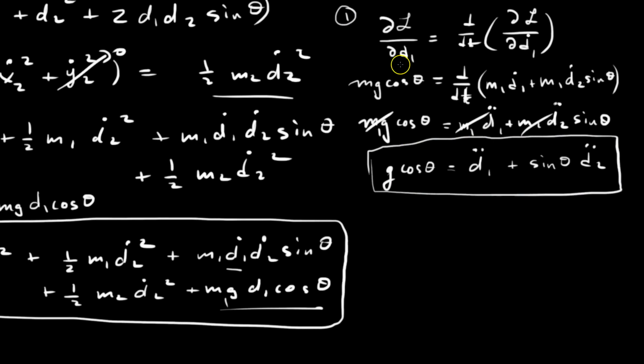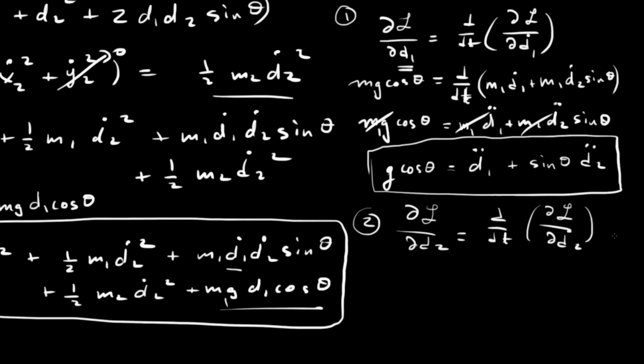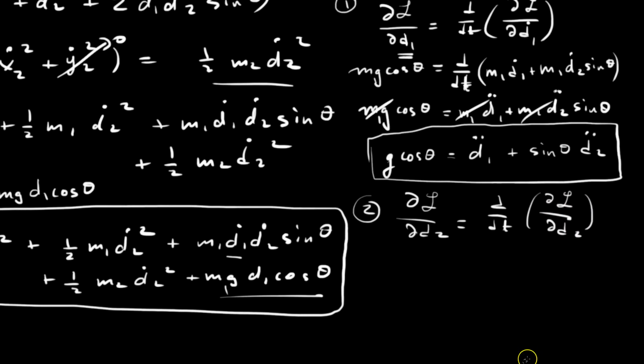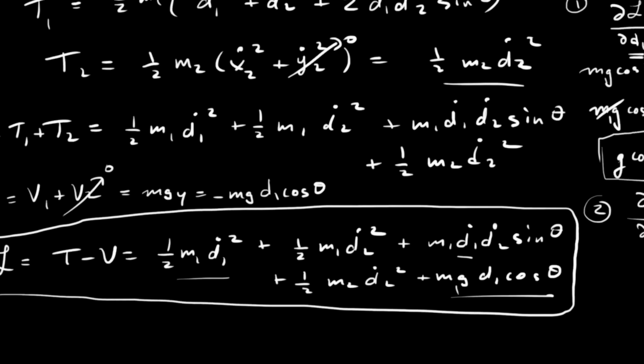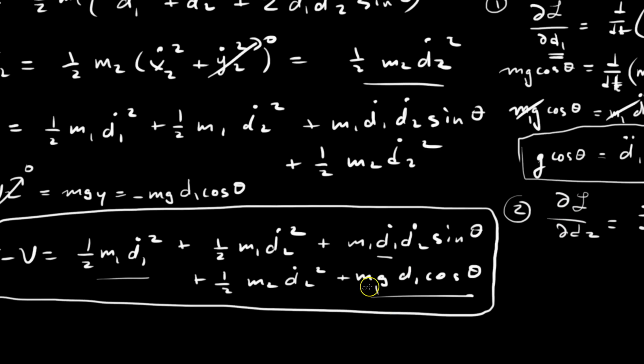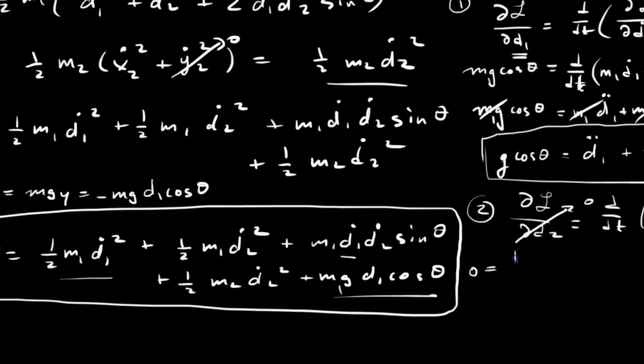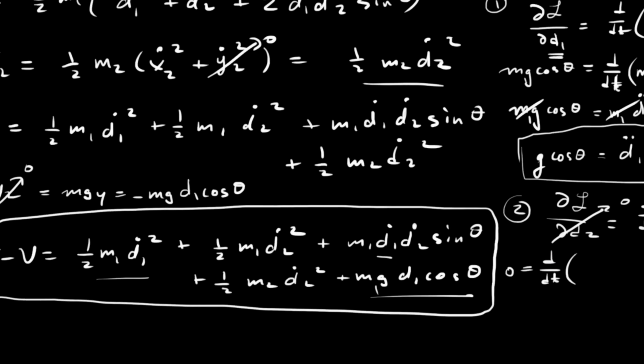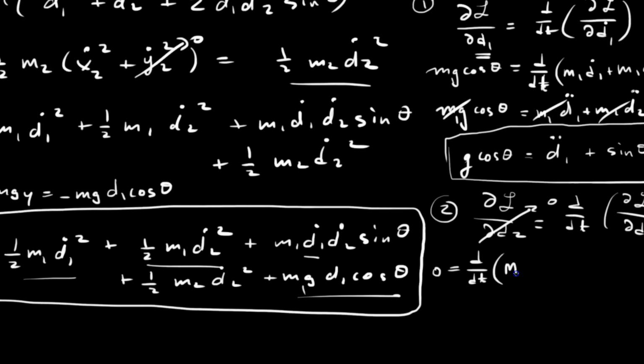And that's our equation of motion. But we have another one, right? This is only with respect to d1. Now with respect to d2. So dL/dd2 is equal to the time derivative of dL with respect to d2 dot. Okay, one more time. There are no d2's in here, so that's just 0. So 0 is the time derivative of what? dL with respect to d2 dot. We have a d2 dot here, so that's just m1 d2 dot.